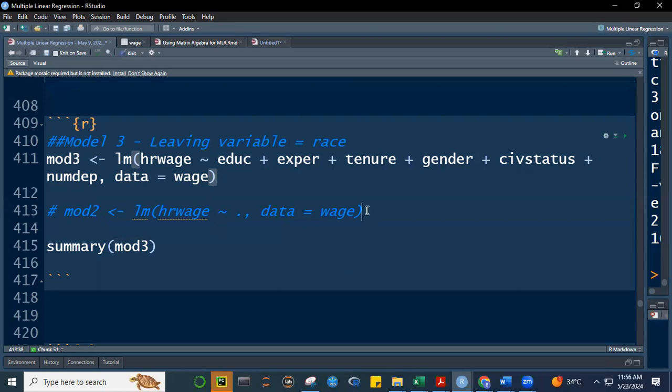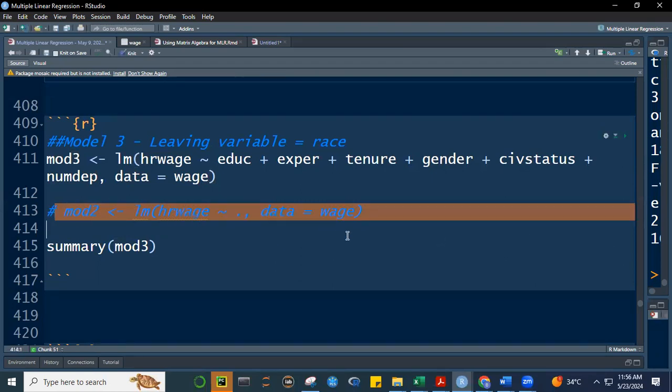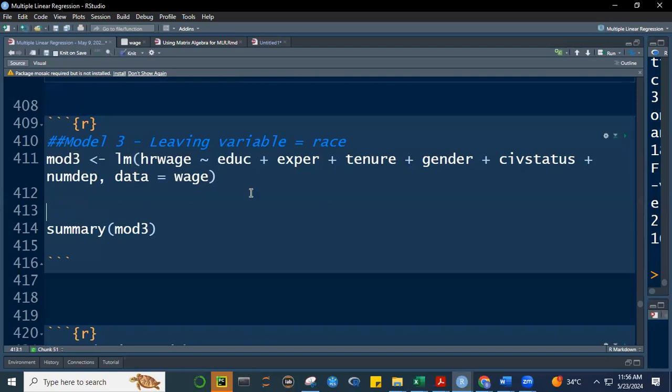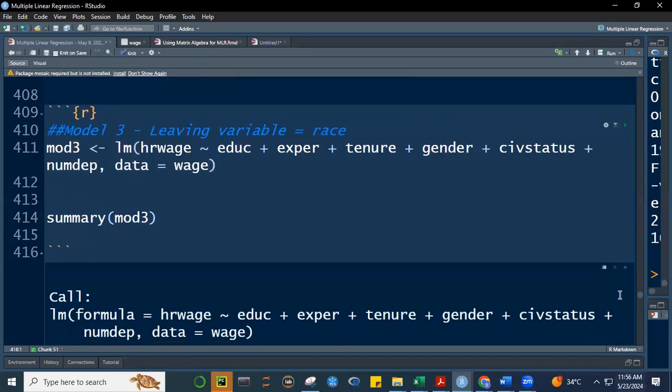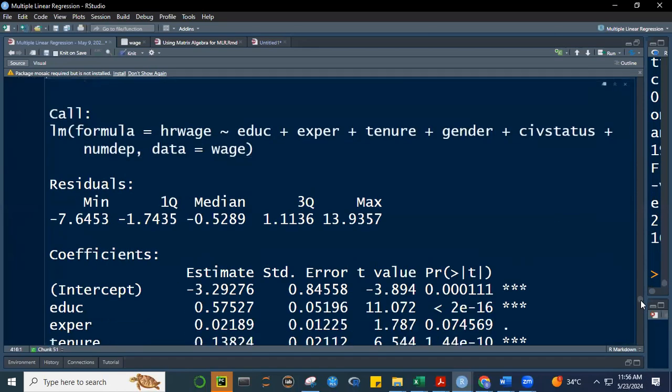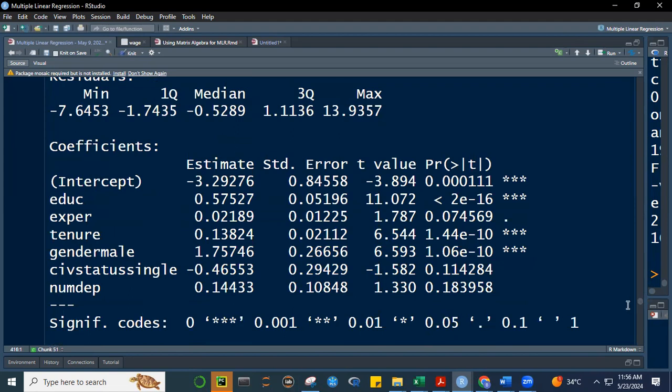Okay, so what's this? This is no longer needed. Okay, I'm going to run model number 3 and then summarize it. Okay, now what happened? Okay, you still have 3 significant predictors. Experience is still significant, but at 10%. Okay, so what do we have here?